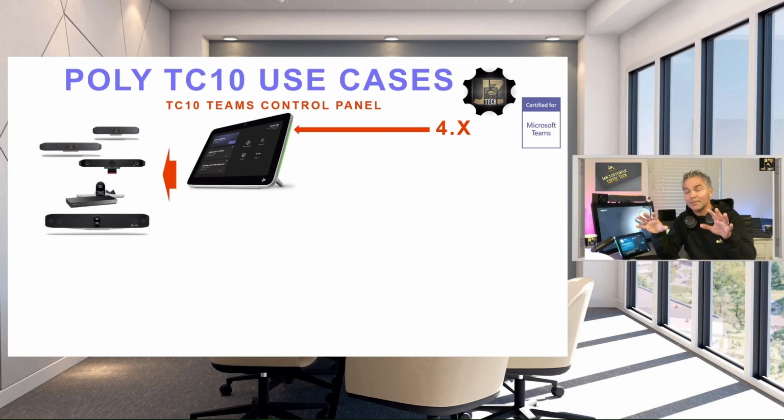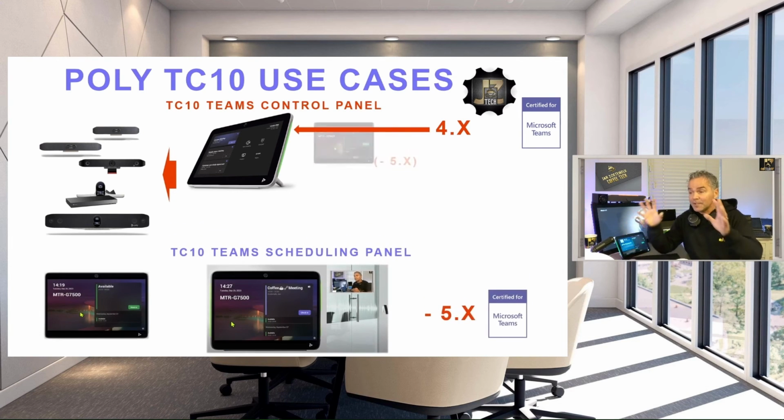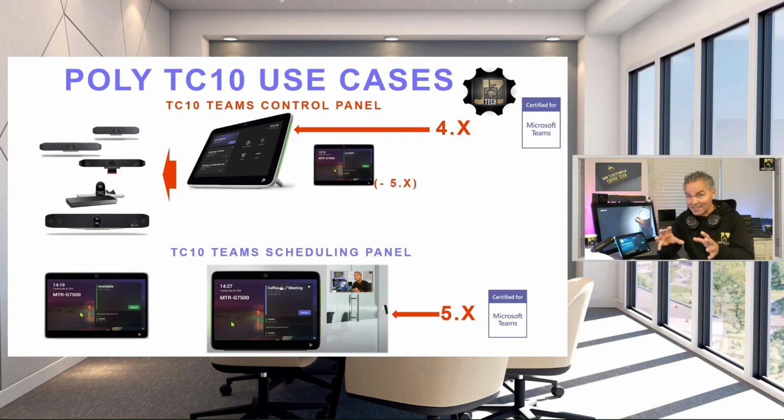Now, if you pair up the TC10 with the Studio X, you're gonna be on version 4.x, which can be 4.12 or newer, just as long as you are staying aligned with the Studio X. Now, if you're gonna use the TC10 as a scheduling panel at the entrance of the room, be aware that you're going to be on version 5.x, and that automatically comes along with the device. If you go to the out-of-box wizard, it automatically will ask you to upgrade to 5.x. If you pair it up with the Studio X, it will automatically align with the Studio X version, and just to be aware of that.